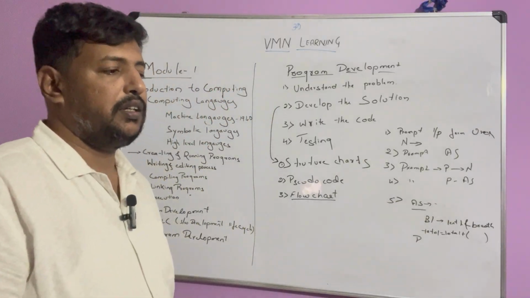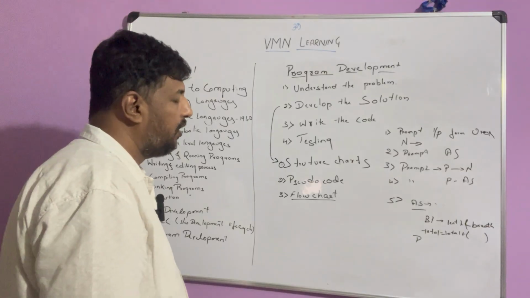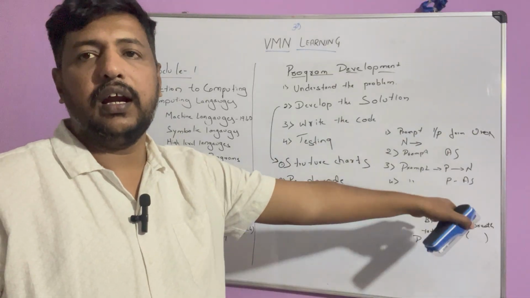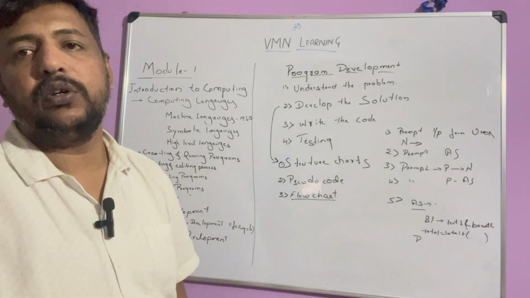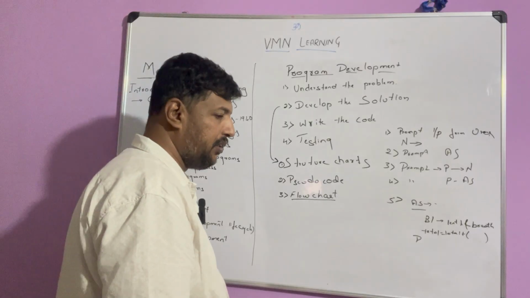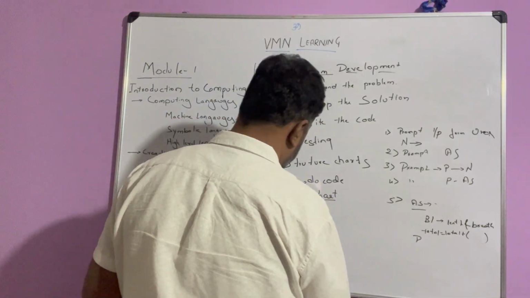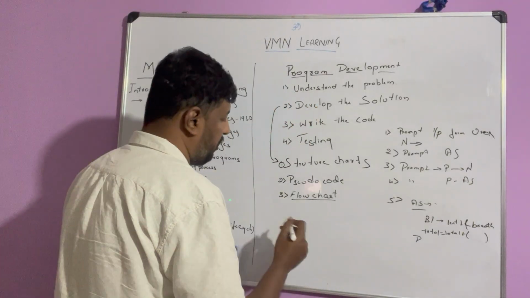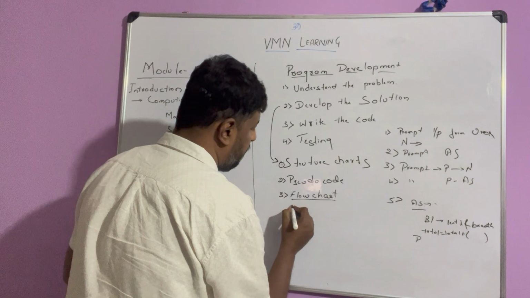What is a flowchart? A flowchart is nothing but taking a pseudo code and showing how our program will go. That's going to be a flowchart. Consider this: for this we are going to draw a flowchart. First, it's a start.